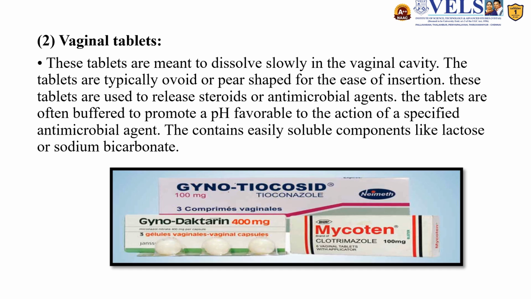Vaginal tablets. These are the tablets which dissolve in the vaginal cavity. The tablets are typically ovoid or pear-shaped for ease of insertion. These tablets are used to release steroid or antibacterial agent. The tablets are often buffered to promote a pH favorable to the action of a specific antibacterial agent.